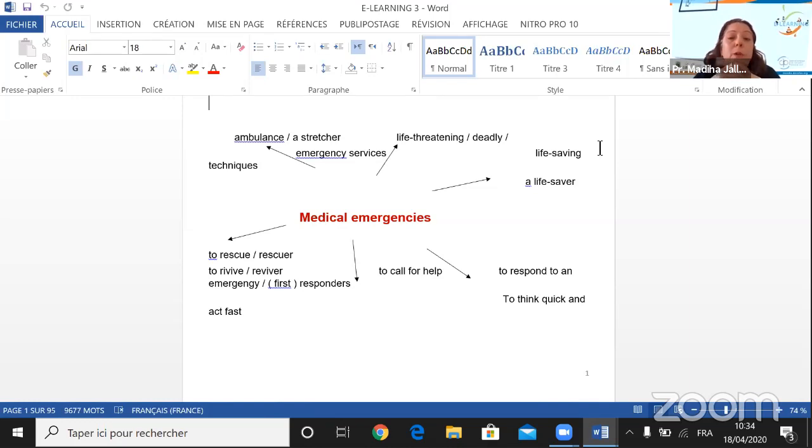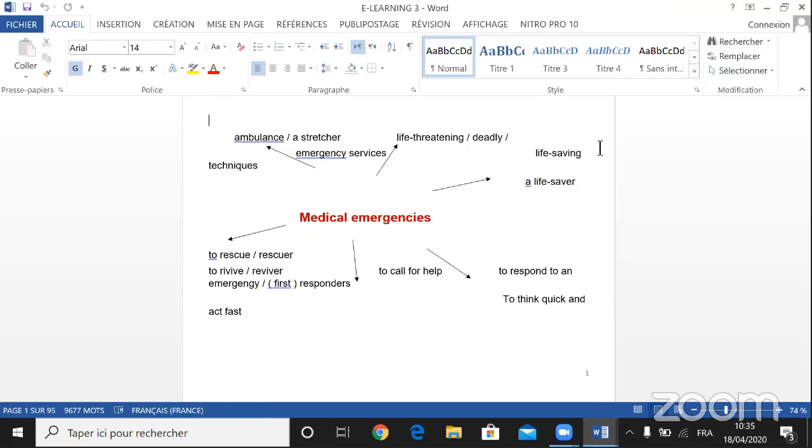Okay. Then, of course, when there are medical emergencies, we need a lifesaver. So we talk about life-saving, rescuing, and here below you have the verb rescue. The person is a rescuer. To revive, the same here. To revive, to bring back someone's consciousness, and the person is a reviver. Then you have life-saving, and with the word techniques, you can say life-saving techniques.